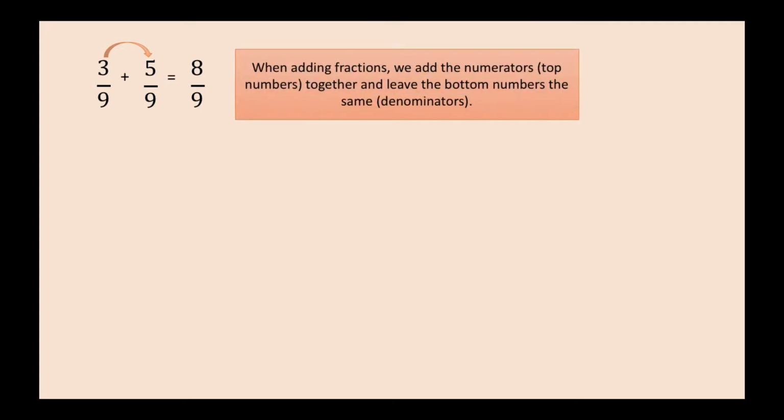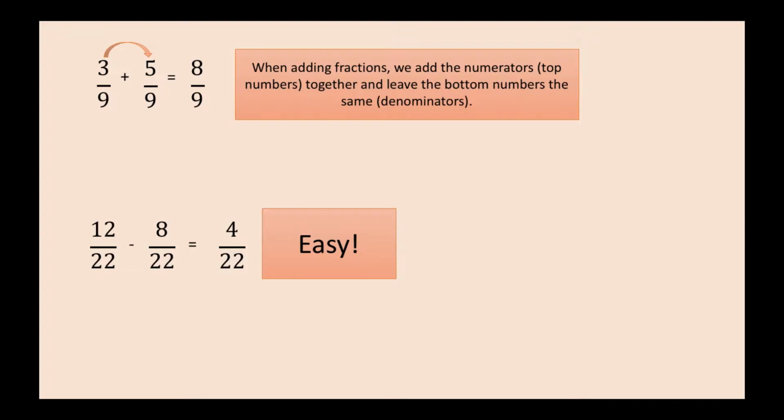When adding fractions, we add the numerators, the top numbers, together, and leave the bottom numbers the same, and they're called the denominators. But only when the denominators are the same. We can't do this when they're different. Okay, so let's try a subtraction. Again, the numbers on the bottom are the same, so all we're going to do is 12 take away 8, which leaves us with 4 over 22.